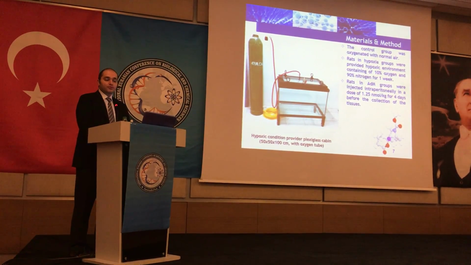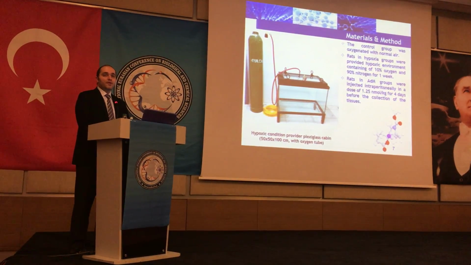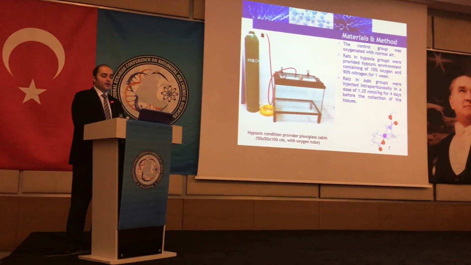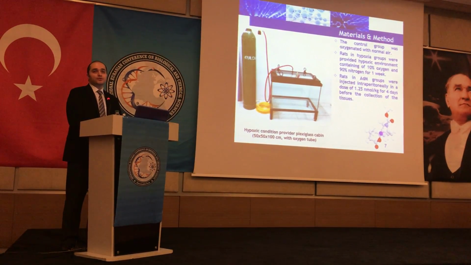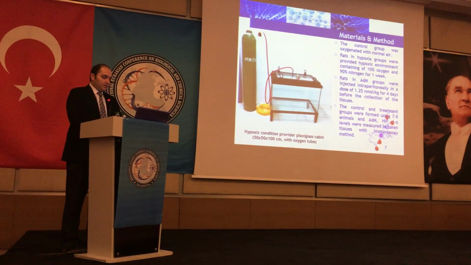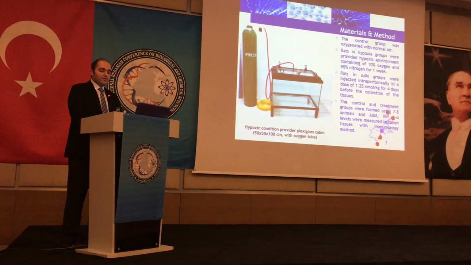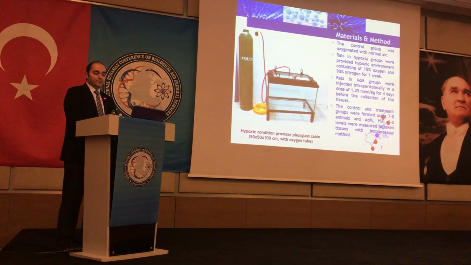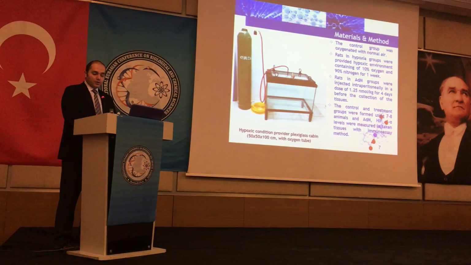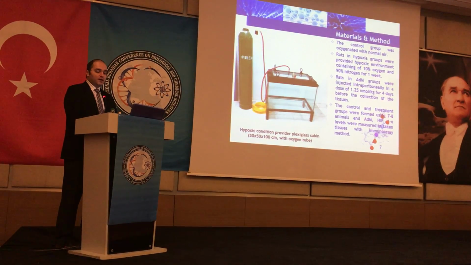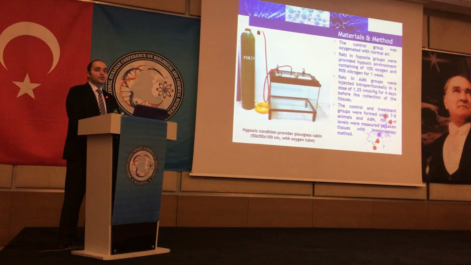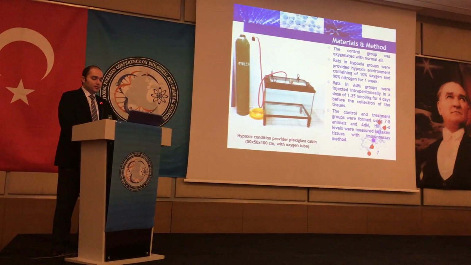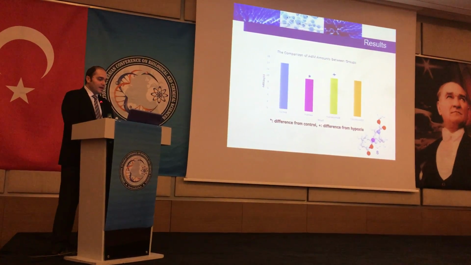For the rats in adrenomedullin groups, we injected intraperitoneally at a dose of 1.25 nanomole per kilogram for 4 days before collecting the tissues from the sacrificed rats. We used 7 animals for the control group and 8 animals for the treatment group. Then adrenomedullin and hypoxia inducible factor 1 alpha levels were measured in their tissues using the ELISA method, also known as the immunoassay method. Here are our results.